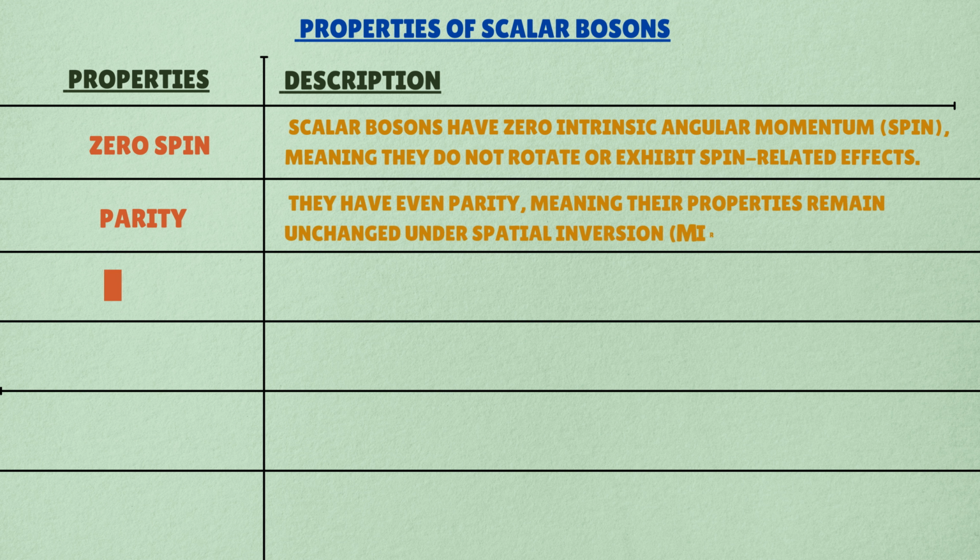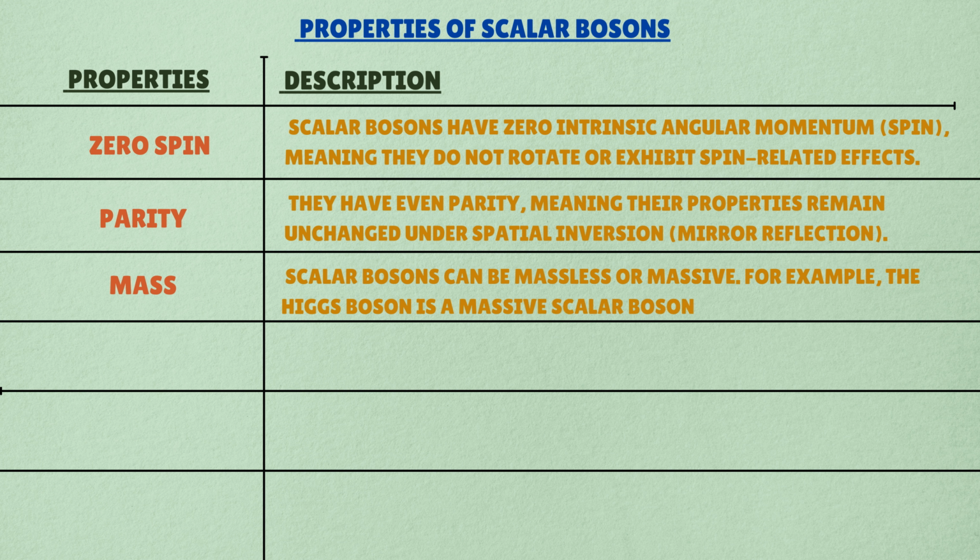Mass. Scalar bosons can either be massless or massive. For example, the Higgs boson is a massive scalar boson. A massless scalar boson would have different characteristics and interactions than a massive one.